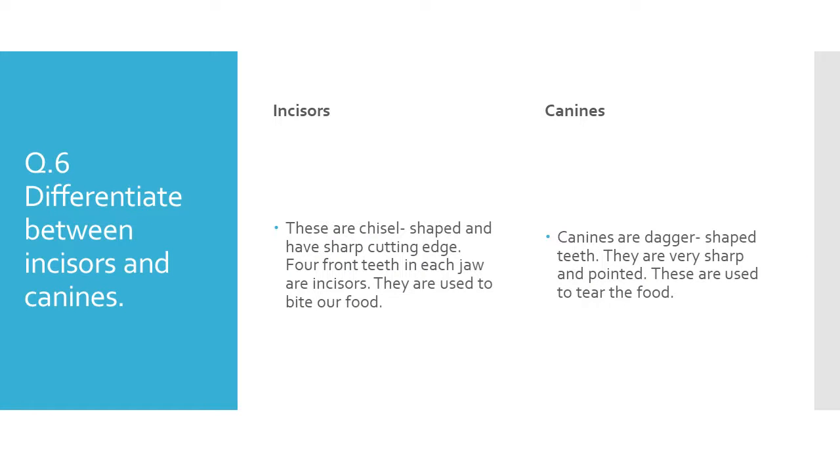Question number 6. Differentiate between incisors and canines. Incisors. These are chisel shaped and have a sharp cutting edge. 4 front teeth in each jaw are incisors. They are used to bite our food. Canines. Canines are dagger-shaped teeth. They are very sharp and pointed. These are used to tear the food.